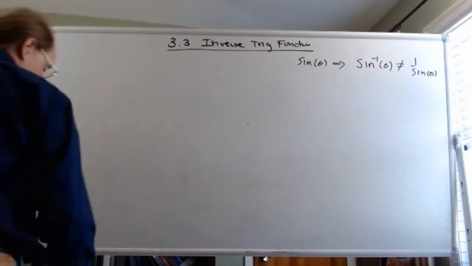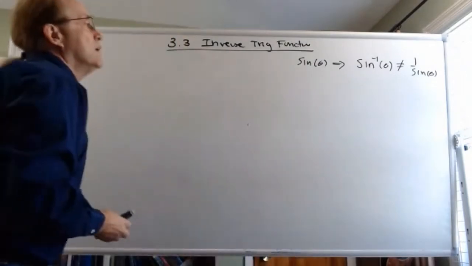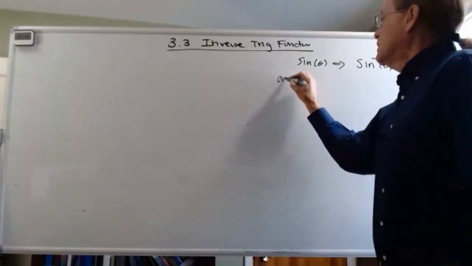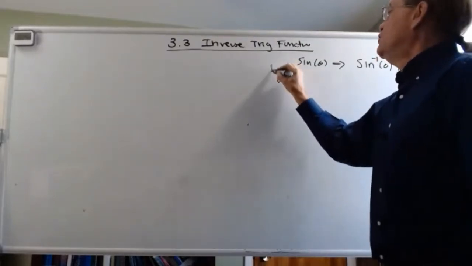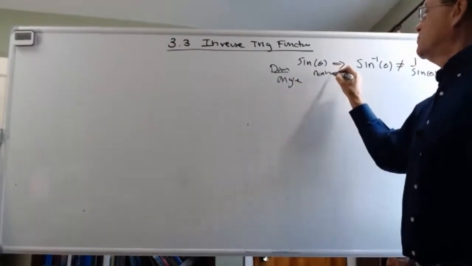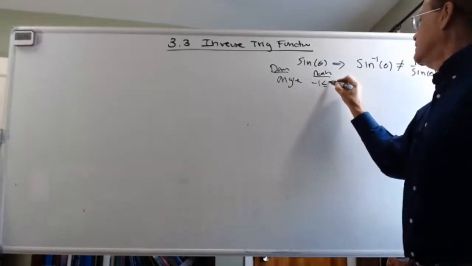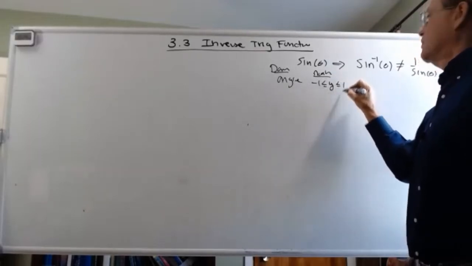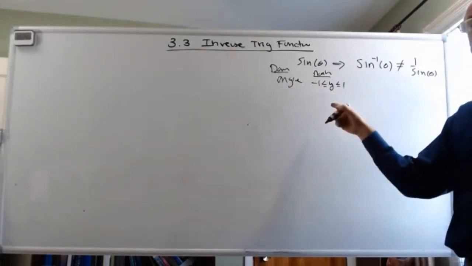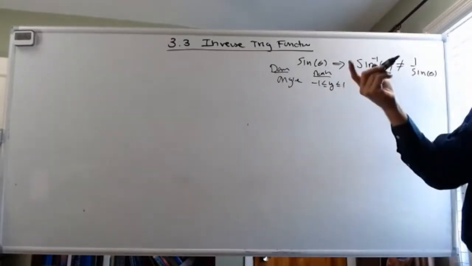So just to be clear, here we put in an angle. That's my domain value. And we get out a number between -1 and +1. Put in an angle, get out a number between -1 and 1. That's the height going up and down. The arc sine flips it around.